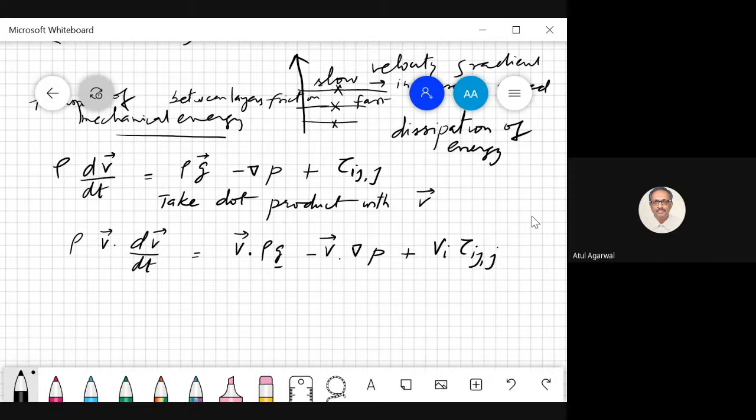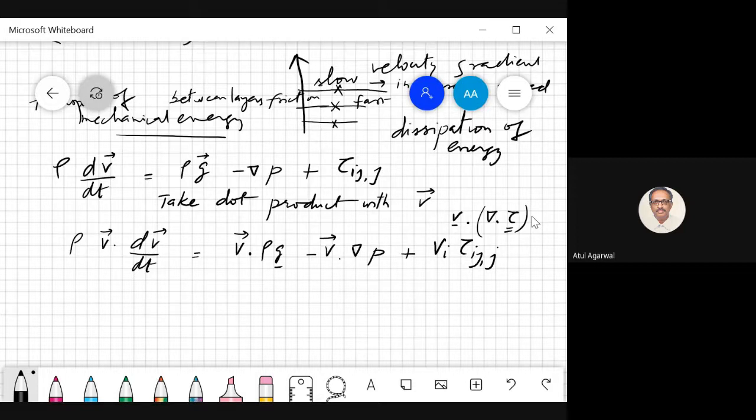So I have taken the dot product with velocity. Here, instead of writing a dot product, I have written Vi. Now you see this is force in the i direction, tau ij comma j, so I multiplied with Vi. So it is looking like velocity dot, so this was your net force per unit volume due to these viscous stresses.